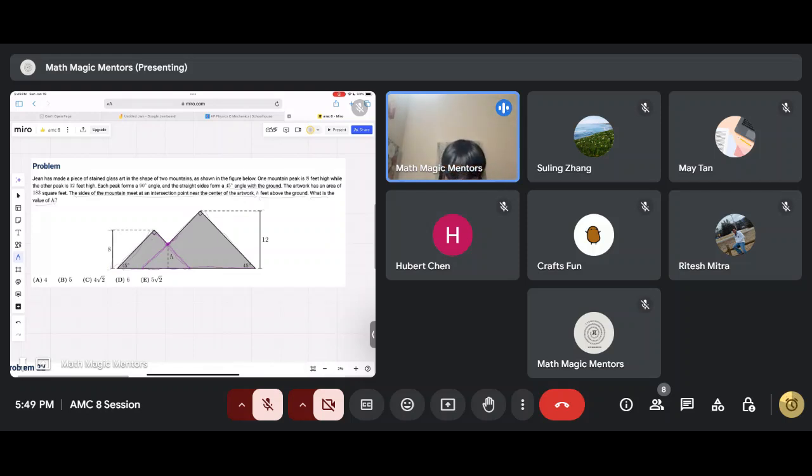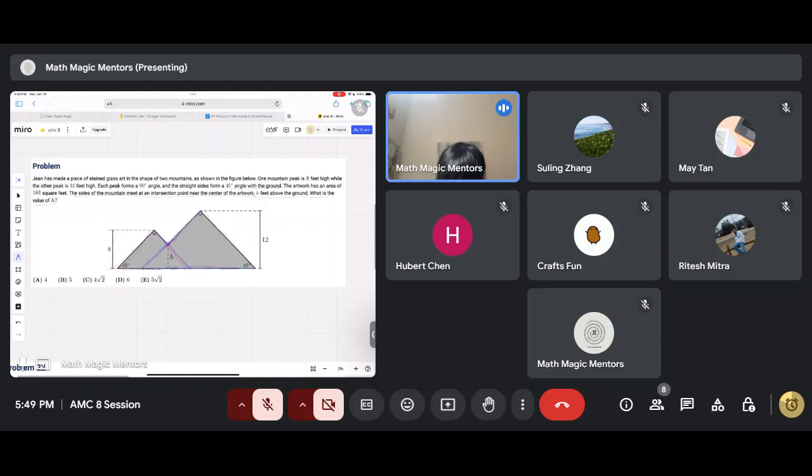Why? Because look at this, right? So if we tackle this triangle, I'm going to do it in blue. If we focus on this triangle in the beginning, right?